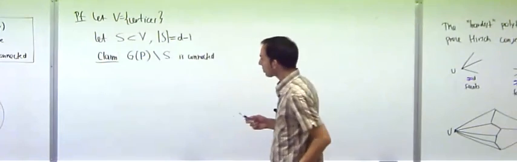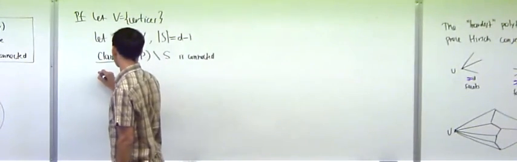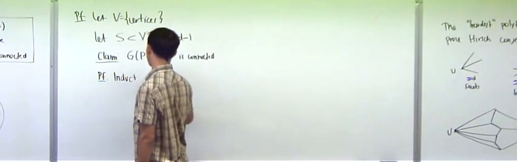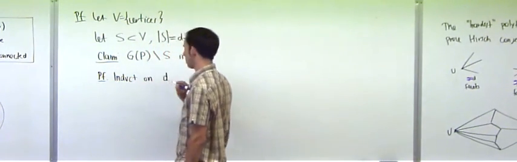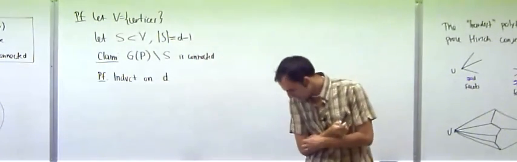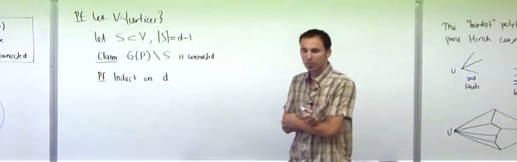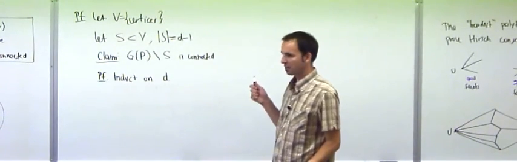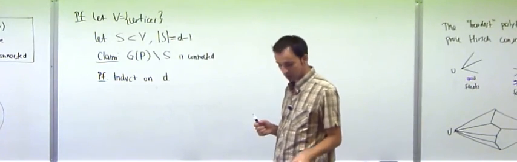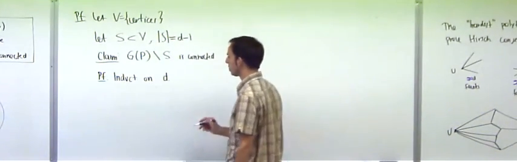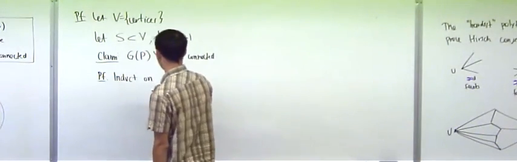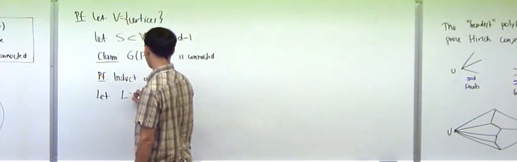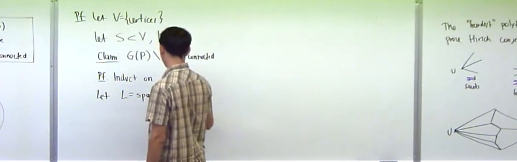And I'm going to prove this by induction on the dimension. Again, this is something that might be a little bit unusual, but we are allowed to induct on whatever we want as long as the argument is logical. And so one thing that you often do in polytopes is induct on dimension. Okay, so what I'm going to do is the following. Let's say that L is the span of S.